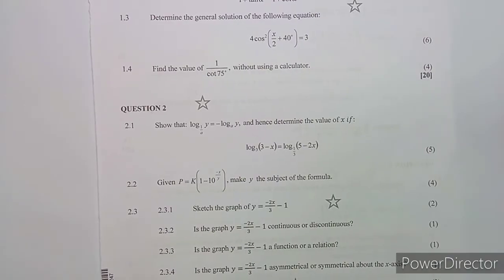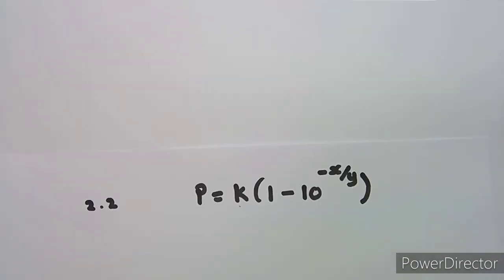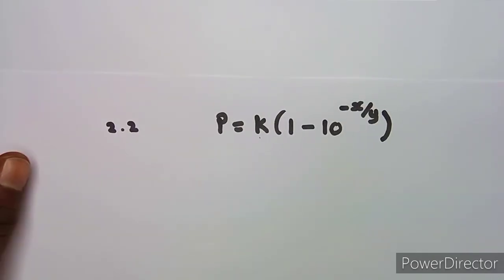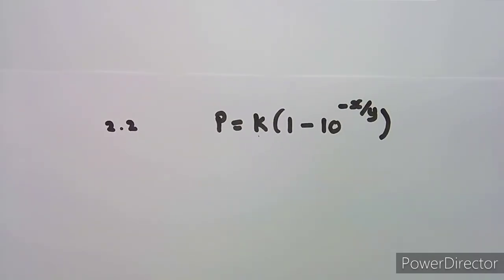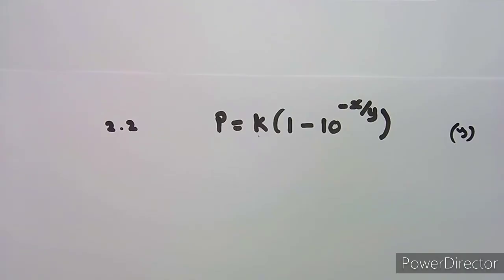So 2.2, given that p is equivalent to that, make y the subject of the formula. So that's what we had. Sorry, guys, I don't know what happened there. Very sorry for that. So anyway, this is what you're going to have here. We want to make y the subject there. So what am I going to do?